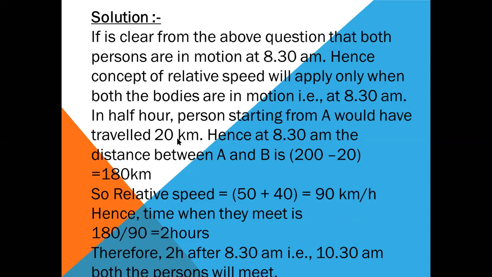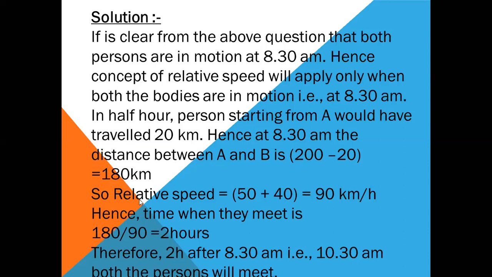In 1 hour, if he is moving 40 kilometers, so in 30 minutes, that is half an hour, he will move 20 kilometers. So I can say at 8:30 a.m. the distance between A and B now has been reduced to 180 kilometers. First, the distance between A and B was 200 kilometers, but now since A has moved 20 kilometers in 30 minutes, the distance left is 180 kilometers.